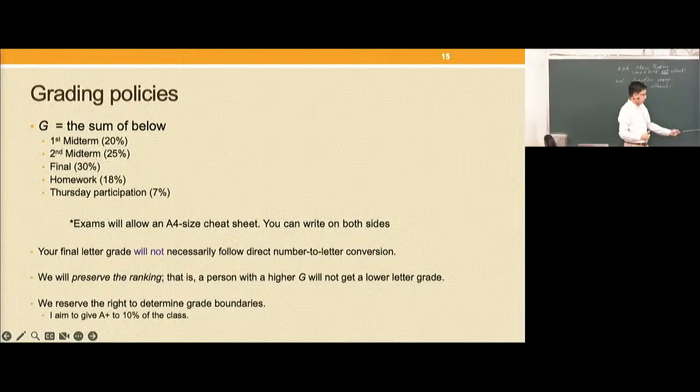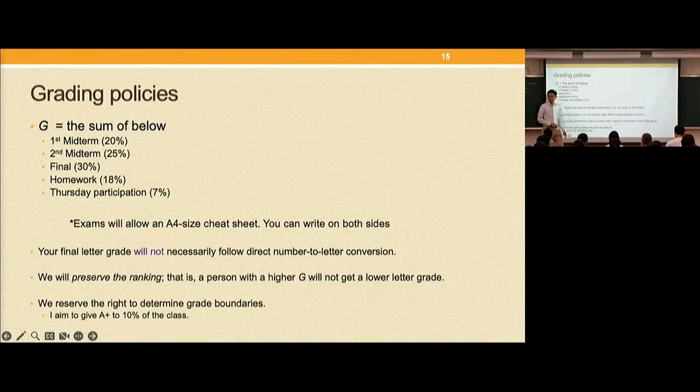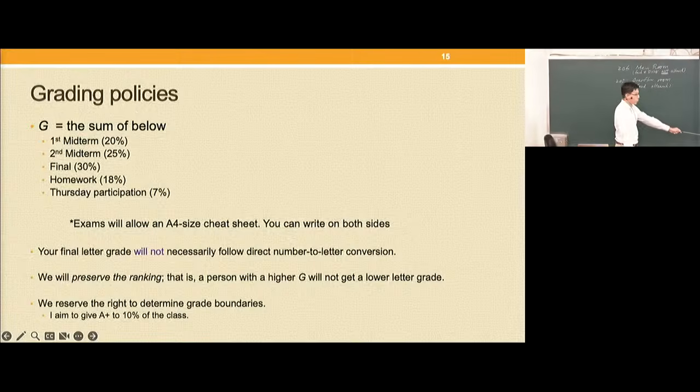Okay? What I can promise, however, is that we will preserve the ranking. We will sort your G, your raw score, 排序, and we will preserve that ranking. That is, a person with a higher G will not get a lower letter grade. Okay, that's a theorem. So that's a rule we'll stick to.